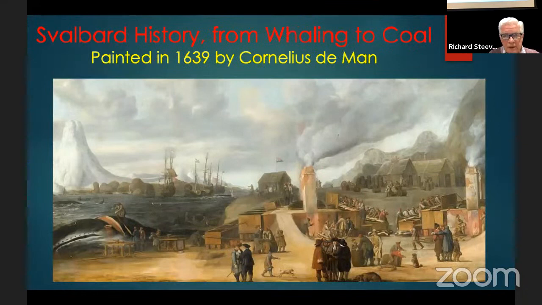I found this a fascinating painting. It's by Cornelius de Man in 1636, 39. And it shows that the whaling industry, which started around 1600 in the Atlantic, was really going strong here. And so these people would come in, and you can see the whale, looked like a sperm whale here. They were cutting off blubber, and guys are up there with big saws, and they take it up and put it in these big vats and boil it down.